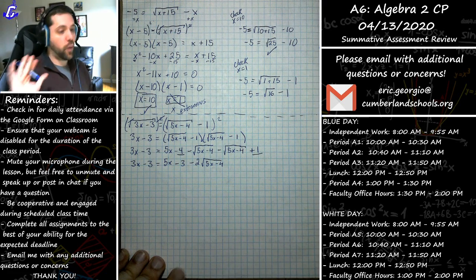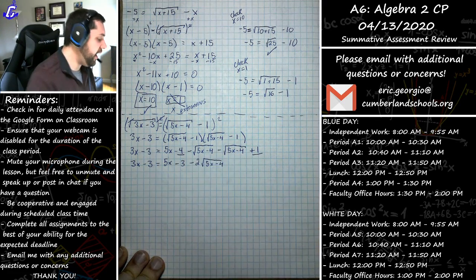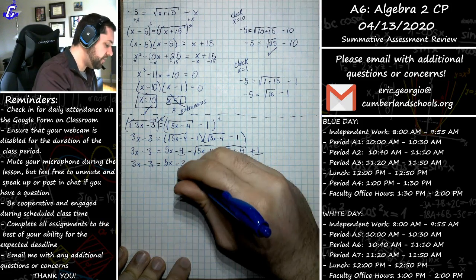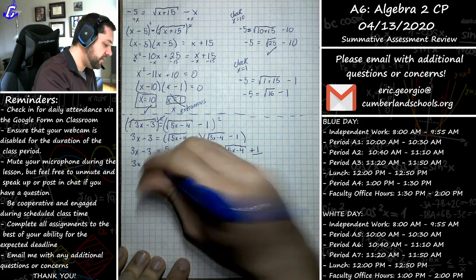But we do have one radical now, which is great. So I can go ahead and isolate it and square both sides. I'm going to add 3 over to this side. Ooh, kind of convenient that the 3's cancel out.